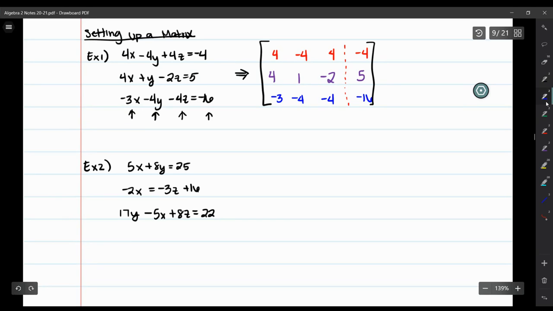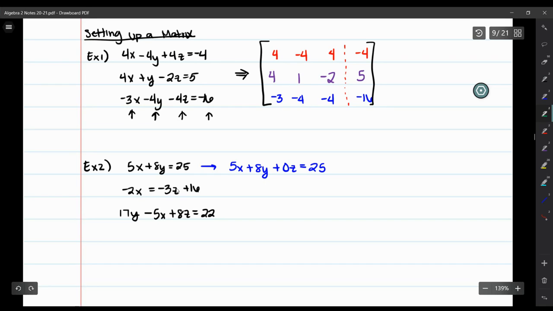Now you may already notice some differences between example 1 and example 2. For instance, if we look at this first equation here, I have an x and a y, but no z's. So I'm going to change this, and I want to write the equation with a plus 0z as a placeholder, because even though there's not any z's, we still need to put this into our matrix as a 0. So we need to add any variables that we're missing. For the second equation, you may notice that my x's and z's are not on the same side, and we're missing a y.